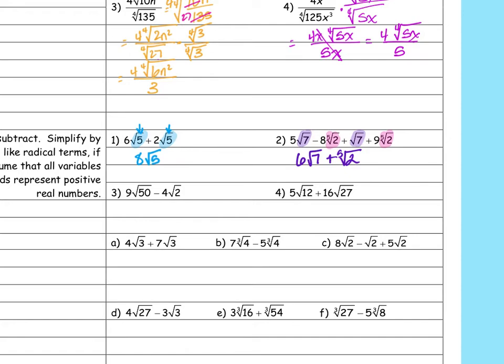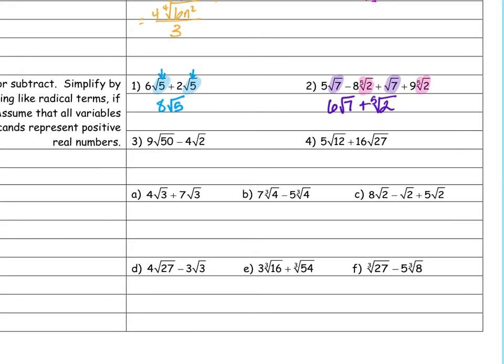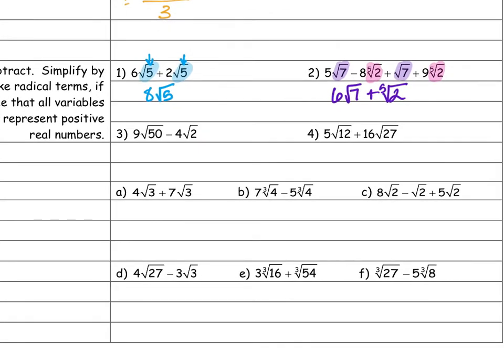Now let's look at number 3, where my roots are not the same. Now I need to make them the same, or try to make them the same. So if I look at 50, I know that 50 is 25 times 2. Is everyone okay with that?